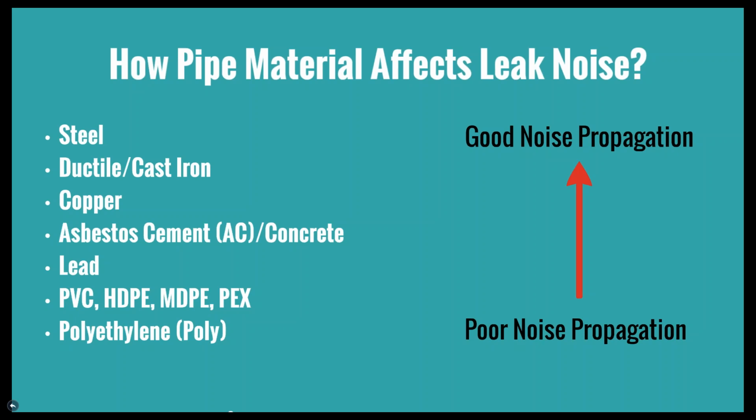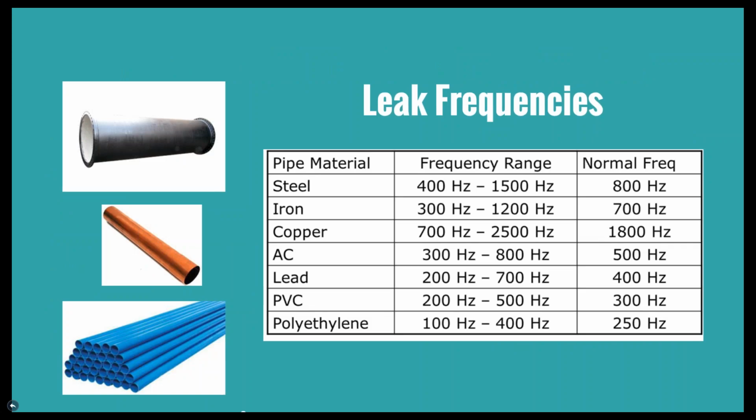Next one, Noah. And then pipe material. Any leak detection person will tell you that with plastic pipes, you need to have your sensors closer together. That's simply because noise doesn't travel as far in your flexible pipe materials as it does in your more rigid materials. So with steel, ductile, copper and AC, noise travels pretty well. With your plastic materials, it's harder. In those situations, you just need your loggers and correlators closer together.